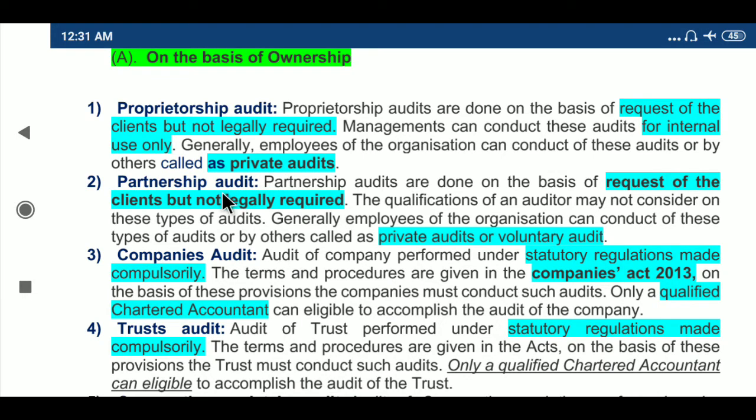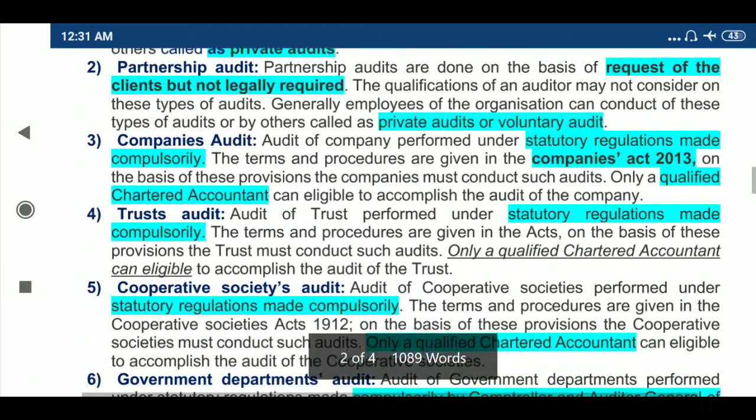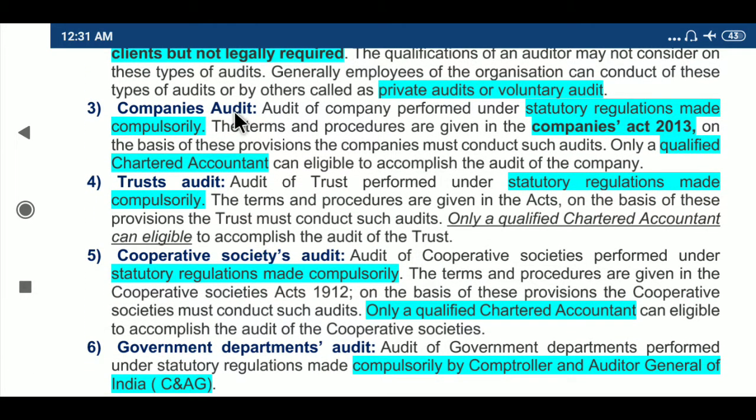Second one is partnership audit. Partnership audits are done on the basis of request of the clients but are not legally required. A partnership is also not a legally established firm. The qualifications of an auditor may not be considered in these types of audit. Generally, employees of the organization can conduct these types of audits, or others; they are called private audits or voluntary audits.